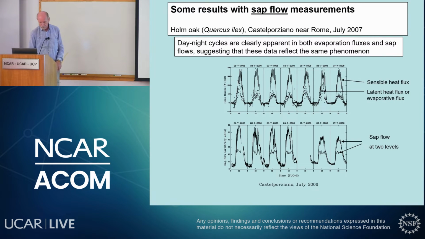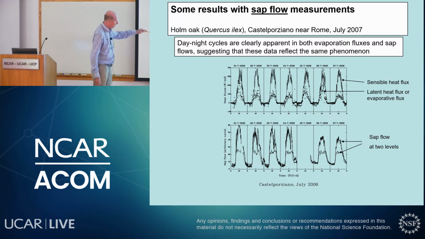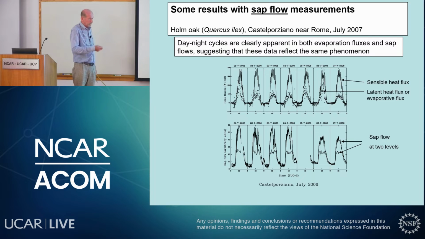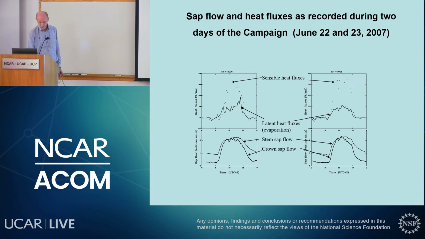Then a few words about the sap flow measurements. I will not go into details, but as you can see, the cycle of sensible and latent heat flux is very similar to the cycle of the sap flow, because of course latent heat flux, so evapotranspiration, and the sap flow reflect the same phenomenon, which is the ascent of the water along the trunks. These are 2 days of the campaign, which took place near Rome in the Castelporziano forest.